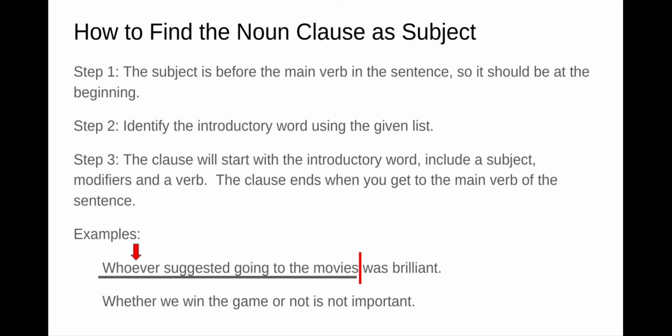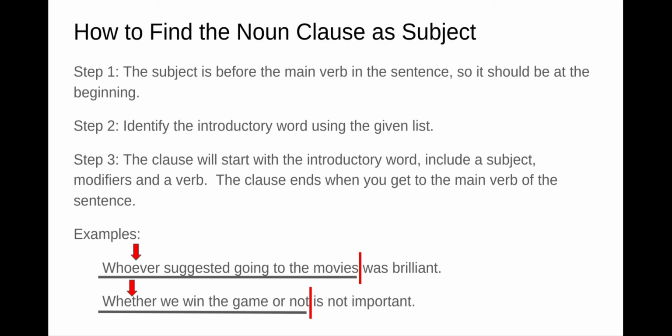Let's look at the second example. Whether we win the game or not is not important. Where should we divide that between subject and predicate? Where's that main verb? If you said right there, in between not and is, you are correct. So let's find that introductory word. There it is, whether. And our whole noun clause is going to be whether we win the game or not.